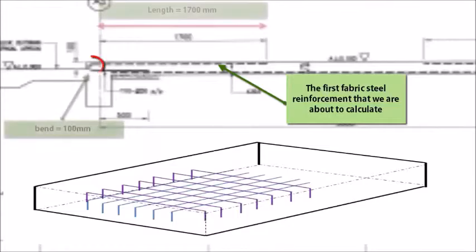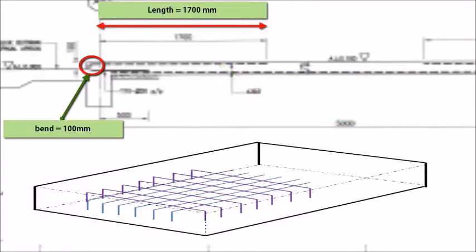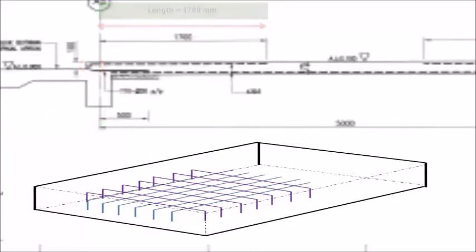Then we can clearly see that there is only one bend at the end. So we must remember to add a bend for one side only. We must also not forget to less the concrete cover. The steel fabric reinforcement is always placed after the concrete cover. So, at the end there, the steel fabric reinforcement only touches one side. This means that we only need to less one concrete cover.